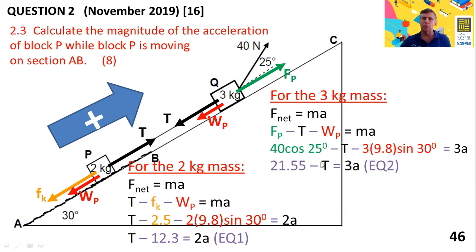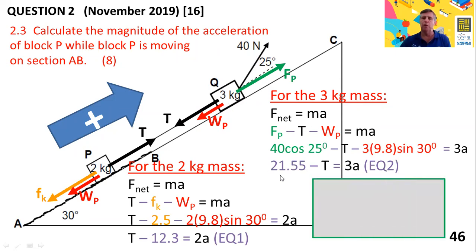Now, can you see we've got two simultaneous equations for T and for a? And what we're going to do to finish off, we're simply going to add equation 1 and equation 2. Now, you can see when we add them, we'll have T and minus T, so that will disappear. We'll have 21.55 minus 12.3, that will give us 9.25, and 3a plus 2a equals 5a.